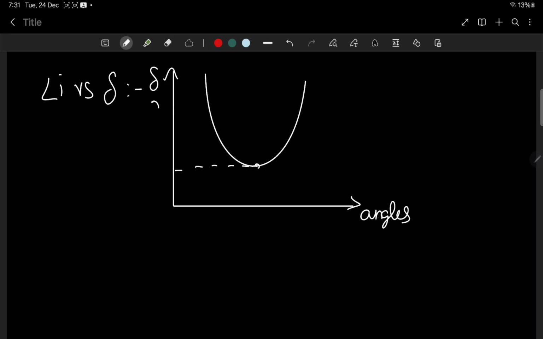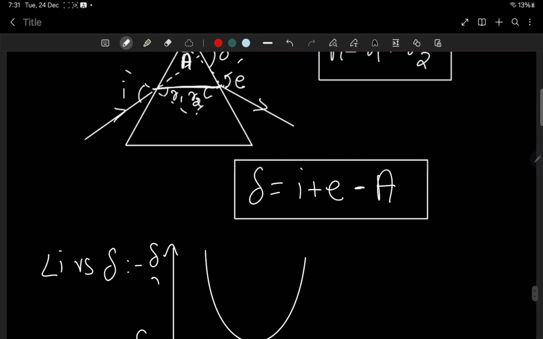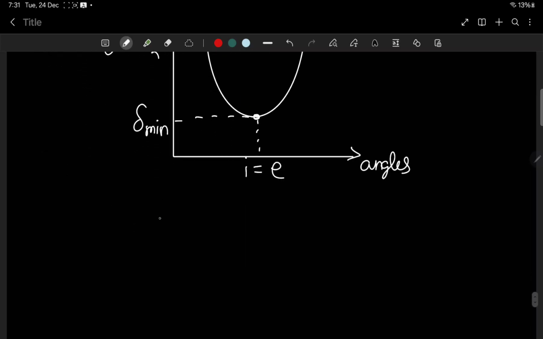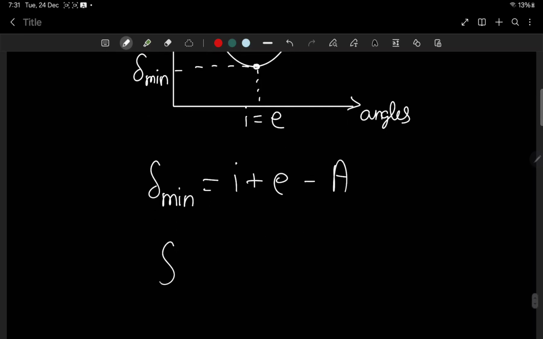If you note, at one point we get angle of incidence equal to angle of emergence, and that point is found to be angle of minimum deviation. The angle of deviation is minimum, the least deviation. So this minimum deviation can be calculated like delta minimum equal to I plus E minus A. Here I is equal to E, so angle of minimum deviation is 2I minus A.